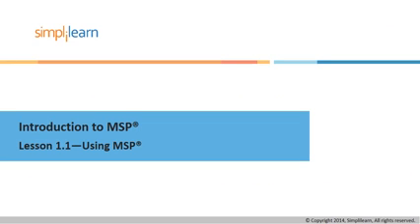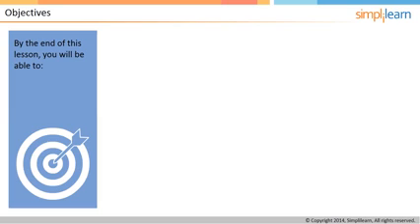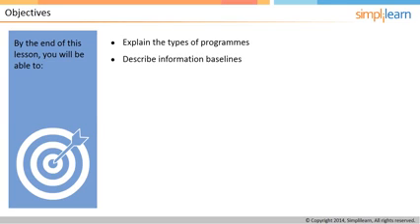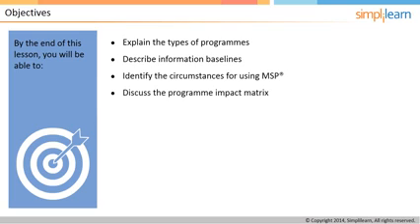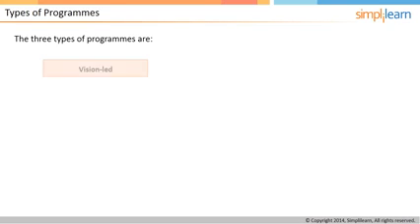This lesson focuses on the types of programs, information baselines, and the circumstances where MSP can be used. Let us begin with the objectives of this lesson in the next screen. By the end of this lesson, you will be able to explain the types of programs, describe information baselines, identify the circumstances for using MSP, and discuss the program impact matrix. In the next screen, we will discuss different types of programs.